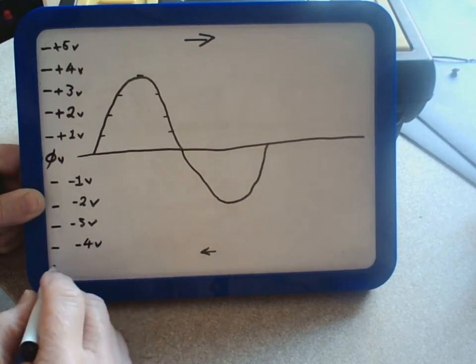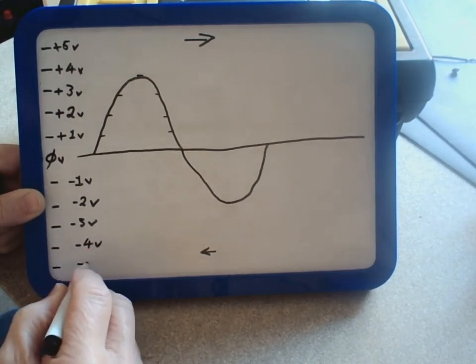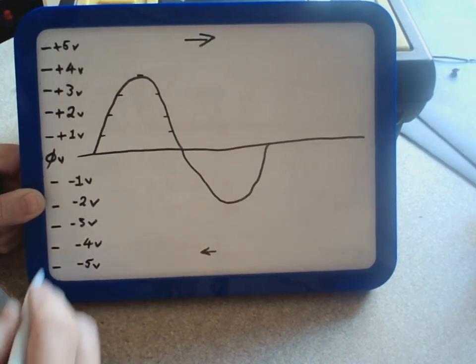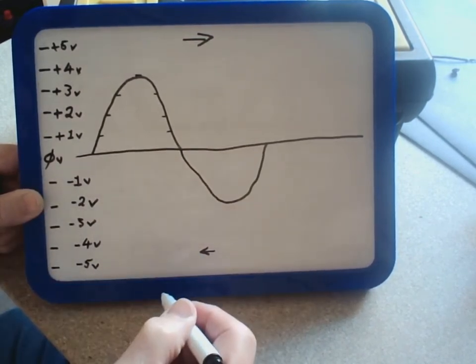Now, when it says minus, it isn't like your bank account, which means that you owe the bank money. It simply means that the electricity is flowing in a different direction. And there's nothing wrong in that.